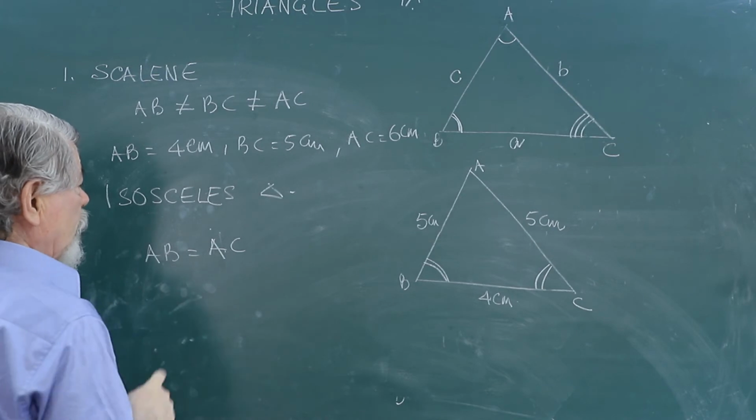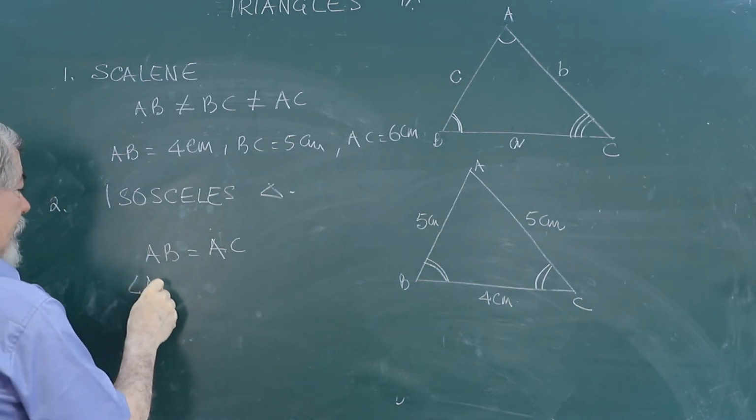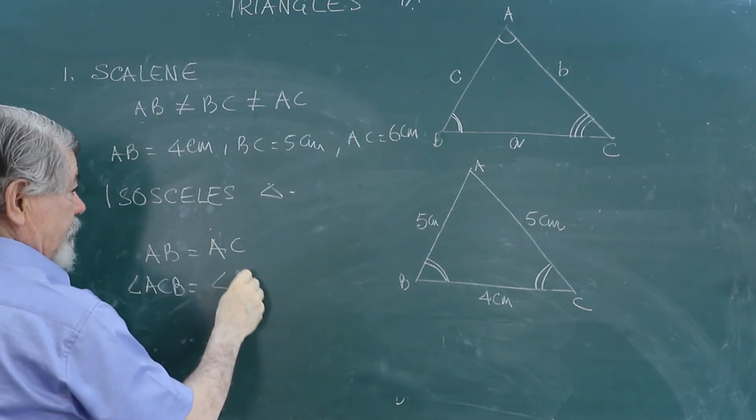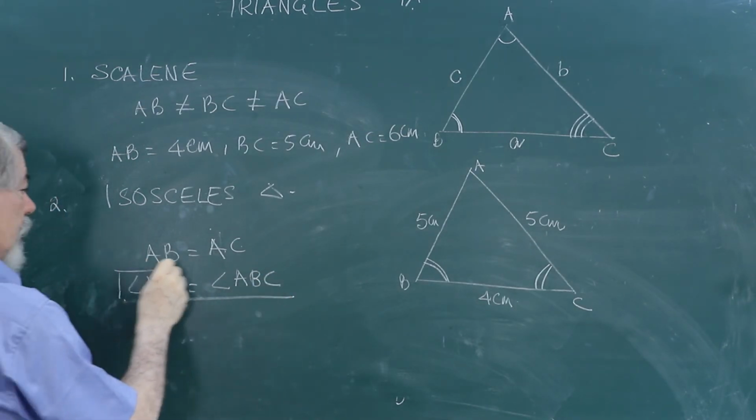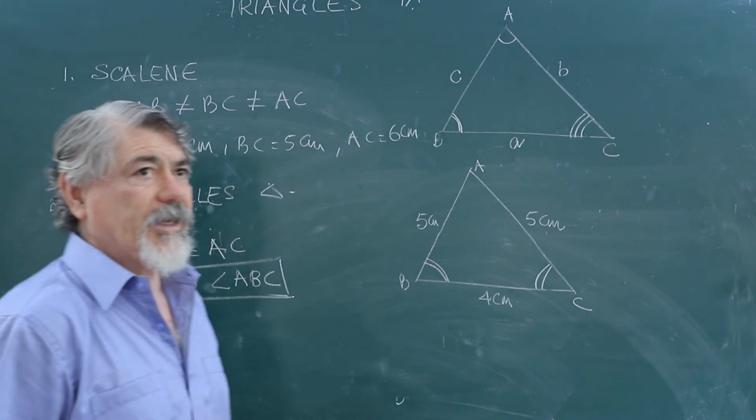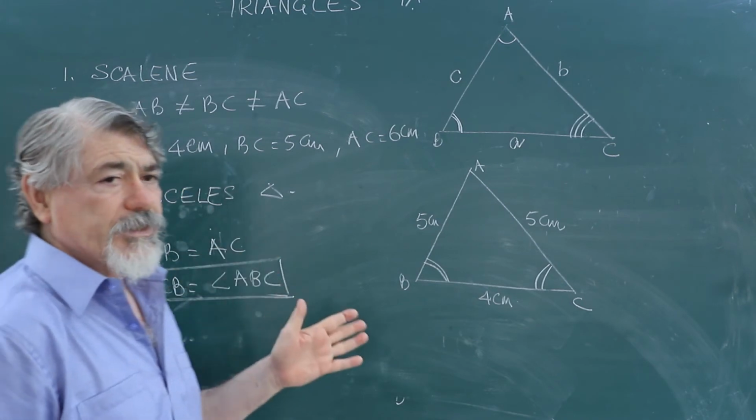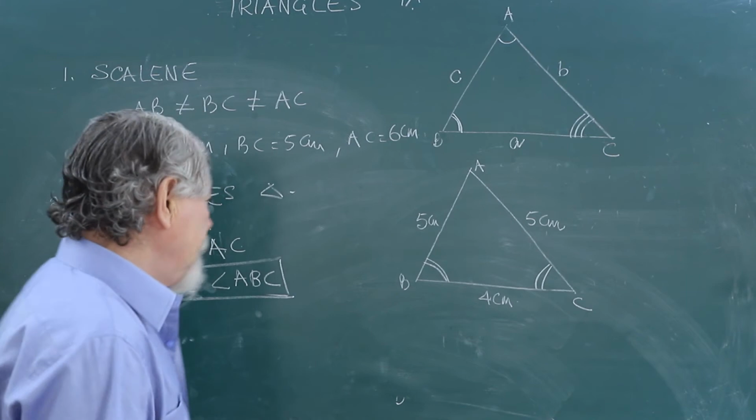AB and AC are equal. Opposite to AB is angle ACB. Opposite to AC is angle ABC. So these are the angles which are equal. If sides are equal, then the angles opposite to them are equal. In an isosceles triangle, two sides of the triangle are equal and the angles opposite to them are equal.